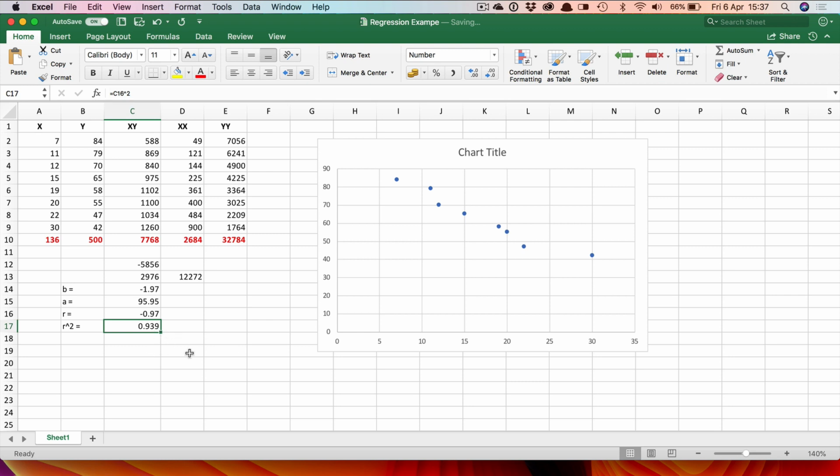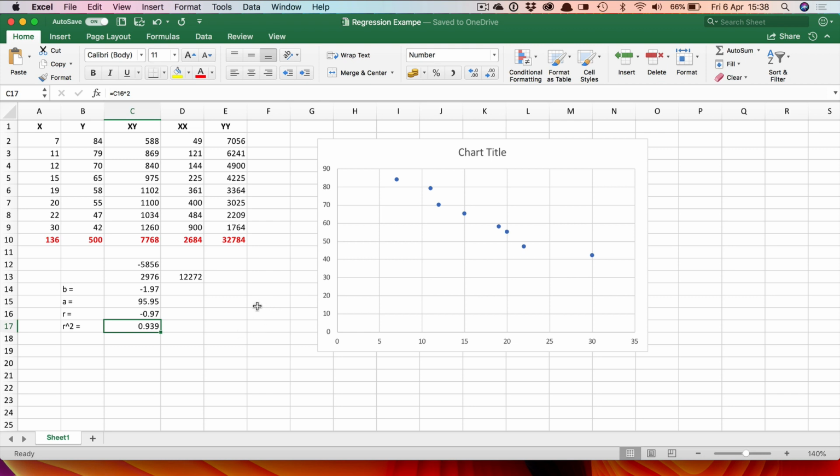Now r squared of course can only range between 0 and 1, because whenever you square any negative number or positive number, it's going to be positive. So it can range between 0 and 1. This is telling me that 93.9, essentially 94% of the variation in y is accounted for by variation in x. So x is the major factor, the major variable determining changes in y. There's only another 6% of variation which is essentially being unexplained.